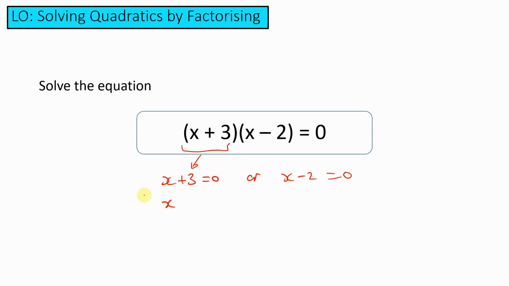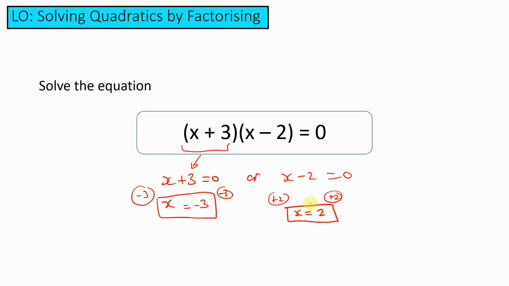So this is going to be when, take 3 from both sides, x equals minus 3 is going to be one of the solutions. Or, if I add 2 to both sides, that's going to be when x equals 2. Just go ahead and substitute 2 into this, so why don't we do that, just to double check.